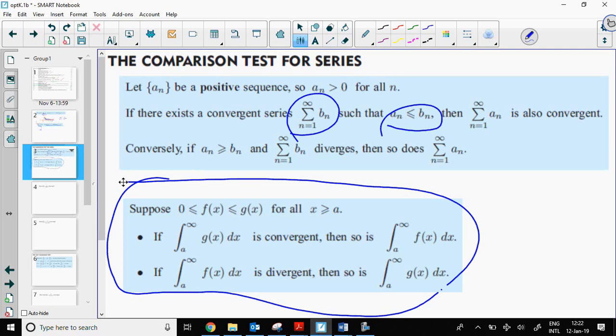Anyway, if the larger series is known to be convergent, then the smaller series must also be convergent. If the smaller series is known to be divergent, so in this case we'll have b sub n be the smaller one, then the larger one has to also be divergent. So really the same idea as what we saw with the comparison test for integrals.